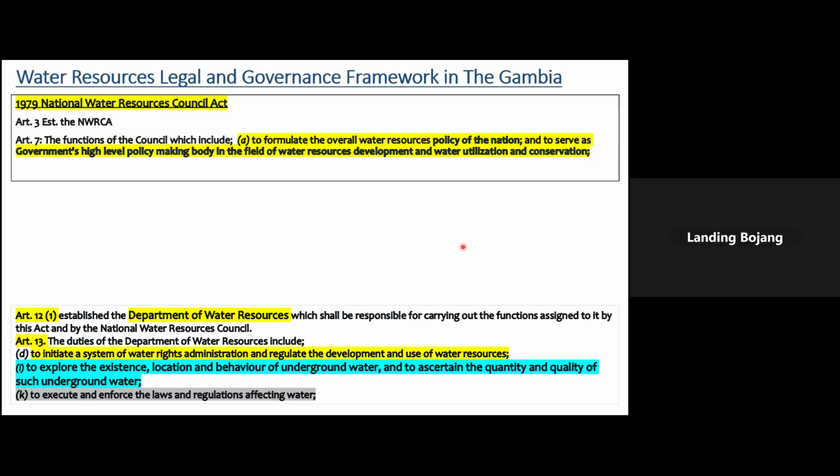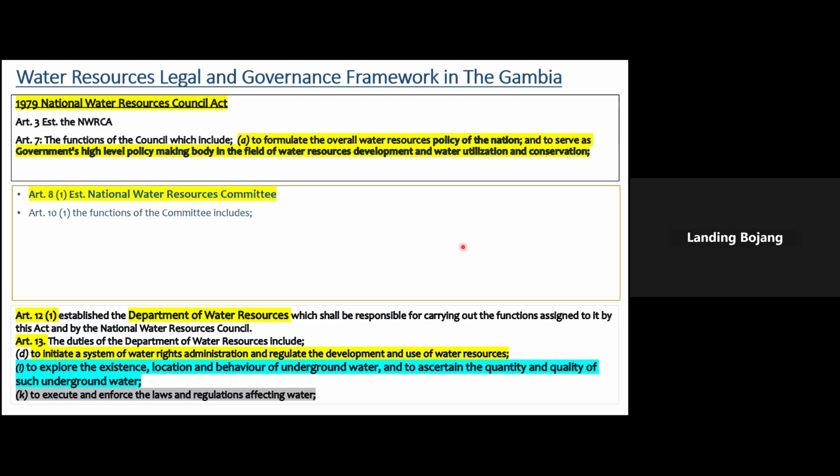The council has the function, among others, to formulate the overall water resources policy of the nation and to serve as the government's highest level policy making body in the field of water resources development and water utilization and conservation. So unfortunately, we have this legal framework which is not operational.